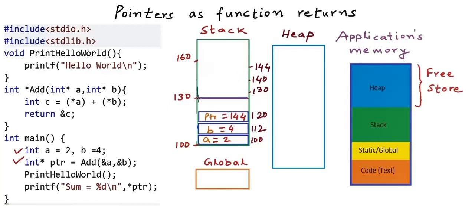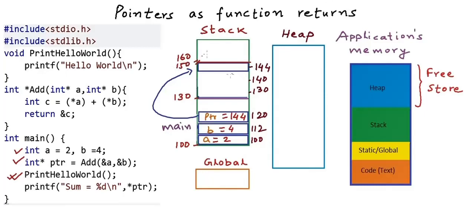Now this memory above address 130 can be used for other function calls. Even though the pointer ptr stores the address 144, the address of this particular block, so it kind of points to this block, the data here is not guaranteed because this memory has been deallocated. Now we come to print hello world, and memory from the stack will be allocated for print hello world above the stack frame of the main method. This is main. So let's say that print hello world gets the memory block from address 130 to address 150.